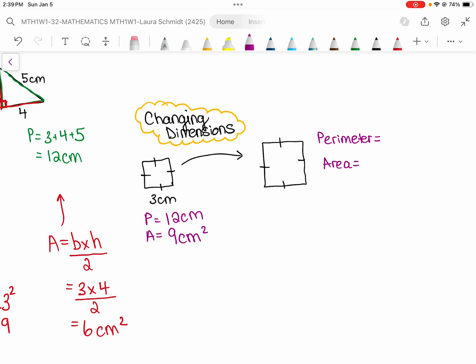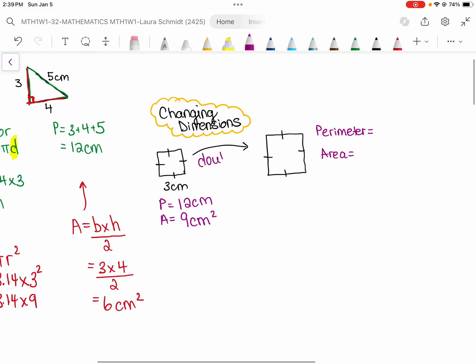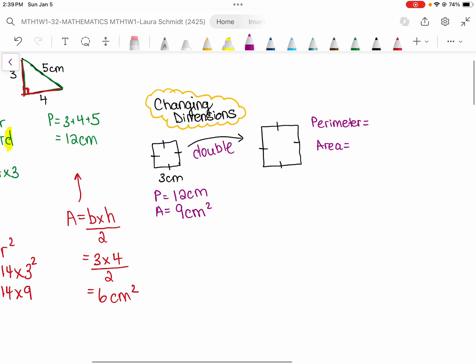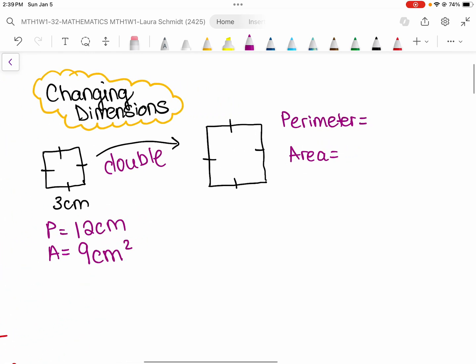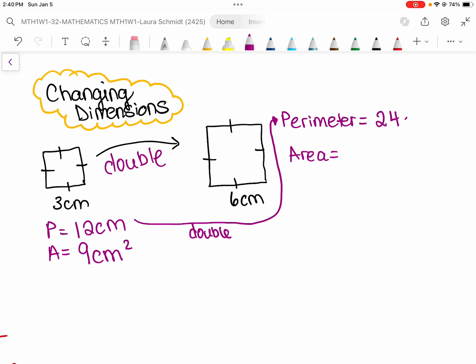Now if we doubled the dimensions of our square, so we're going to have a square that is now 6 centimeters by 6 centimeters, what would our new perimeter be? Well, it turns out our perimeter is also going to double. So 6 plus 6 plus 6 plus 6 is 24 centimeters. And that's the same thing as if we took the 12 and just doubled it.